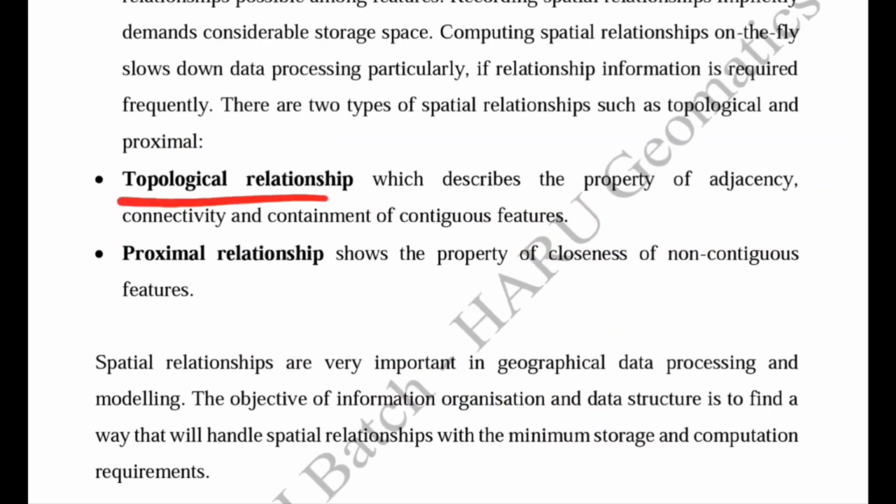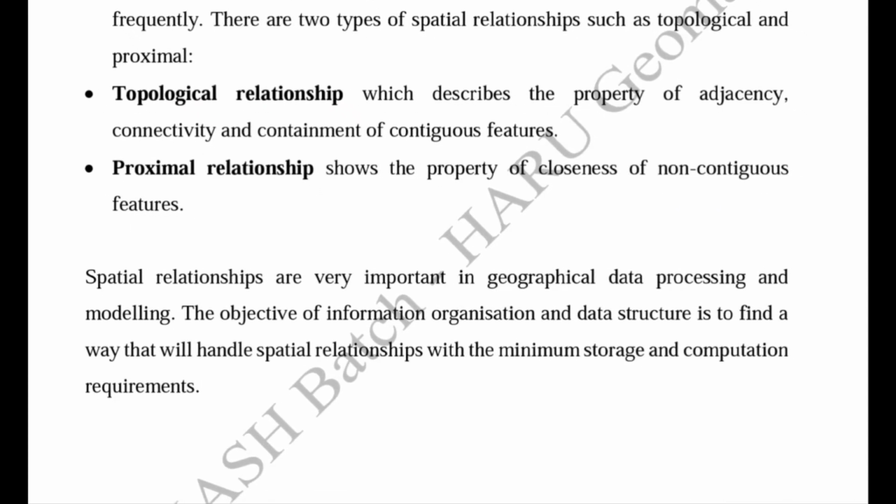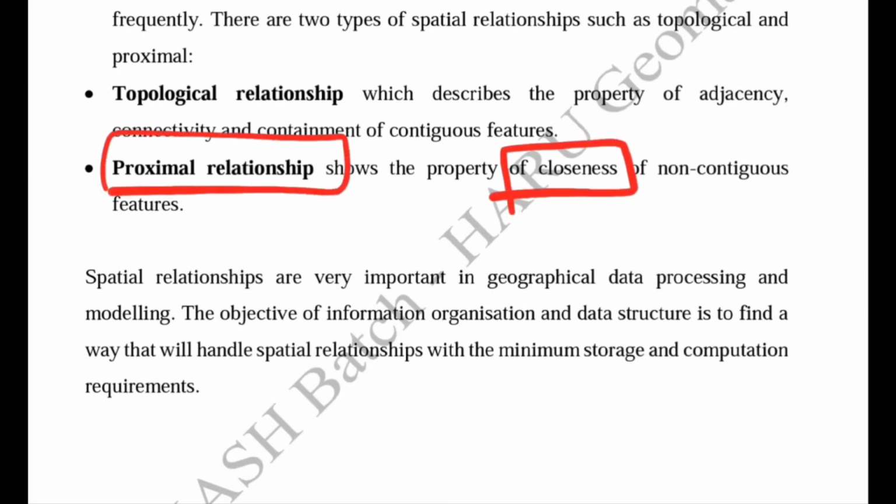Similarly, topological relationship describes the property of adjacency, connectivity and containment of contiguous features, whereas proximal relationship shows the property of closeness of non-contiguous features. Means if two object features are not adjacent to each other and they are non-contiguous, it represents the closeness between those two features that are not contiguous. And that closeness representation or relationship is known as the proximal relationship.